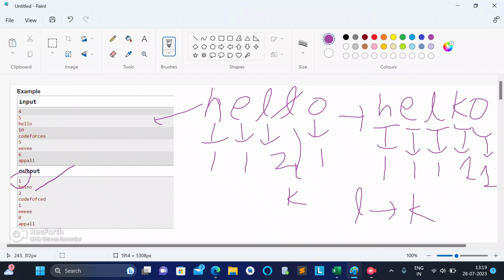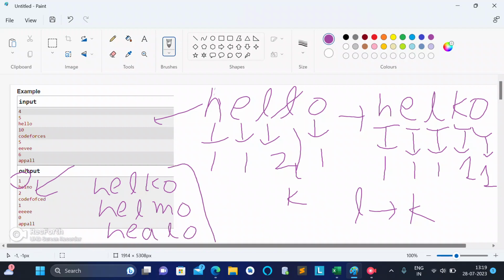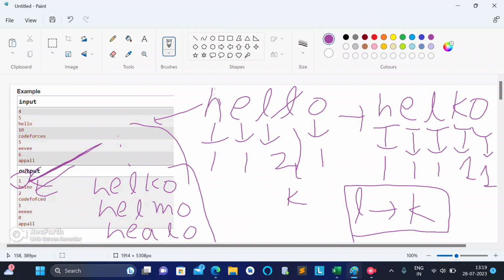So here we can see that the answer given is 1, and here they form "hello". We can also form HELKO, or we can form HELMO, or we can form HEALO, and so on. There are multiple answers which are possible. So we have to return the minimum number of operations as well as the string which is formed after the operations.